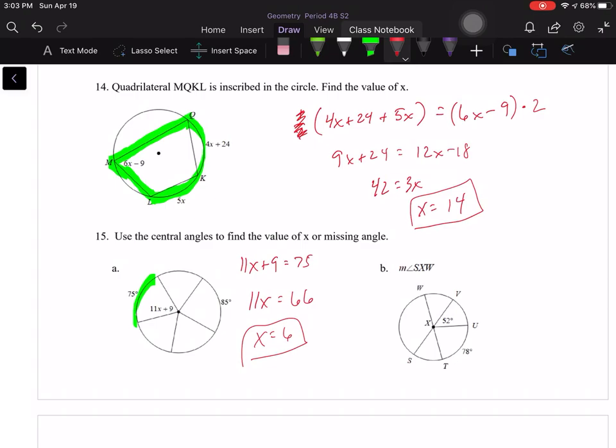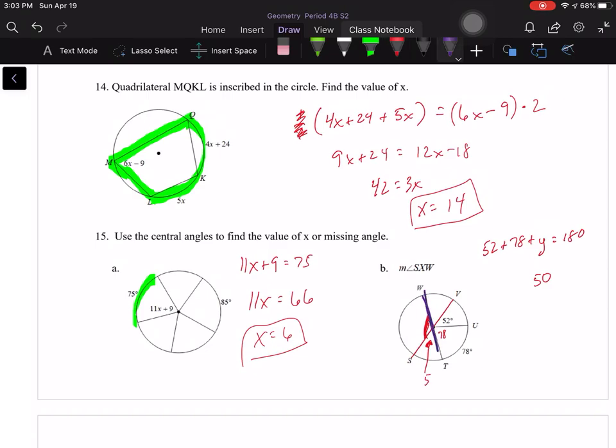This next one, find the measure of angle SXW. So that's going to be this angle here. So I know that this is 78. So then I know that interior angle is 78, or that central angle, excuse me. So I can find this angle here because I have half of a circle. So 52 plus 78 plus y equals 180. So I go to my calculator, 180 minus 52 minus 78. That's going to be 50 degrees.